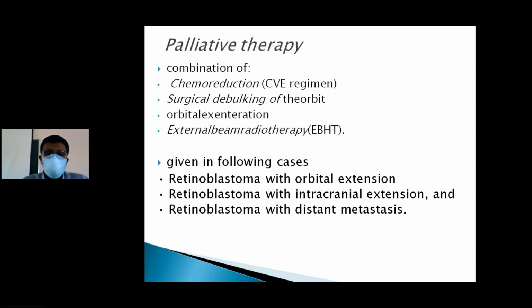Retinoblastoma with orbital extension, if it is extending into the orbit, or if it is extending into the brain or intracranial, or if it has a distant metastasis, then you have to go for palliative therapy. Palliative therapy includes chemotherapy, surgical debulking of the orbit, orbital exenteration, and external beam therapy. All these four steps combined is called palliative therapy.